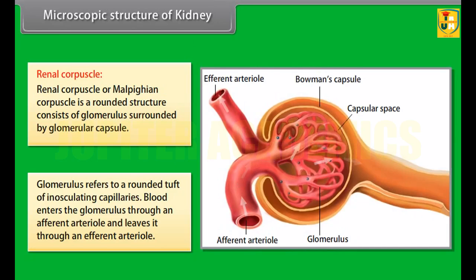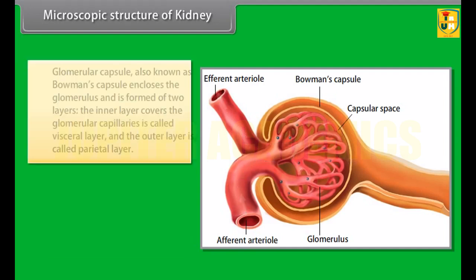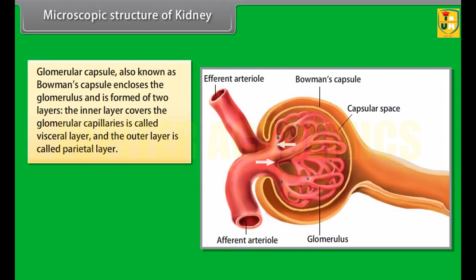Glomerulus refers to a rounded tuft of inosculating capillaries. Blood enters the glomerulus through an afferent arteriole and leaves it through an efferent arteriole. The glomerular capsule, also known as Bowman's capsule, encloses the glomerulus and is formed of two layers. The inner layer covers the glomerular capillaries and is called the visceral layer, and the outer layer is called the parietal layer.